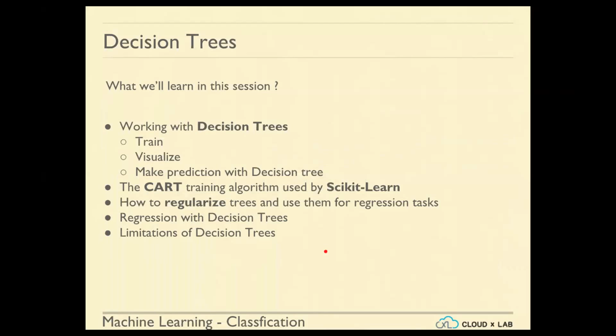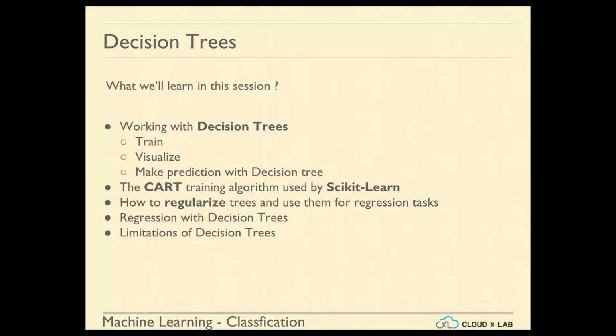Now we are going to learn all of these parts. We will train, visualize, and make predictions with decision trees. We will learn the underlying algorithm called CART, and then we will learn how to regularize trees and use them for regression tasks, and how to do regression with decision trees. Then we learn the limitations of decision trees.